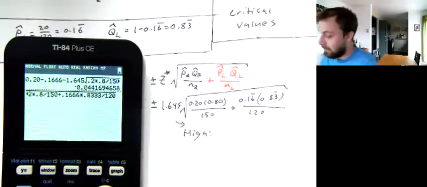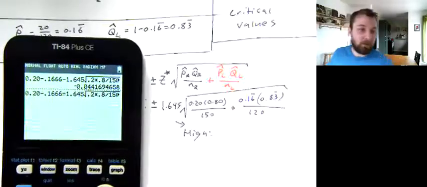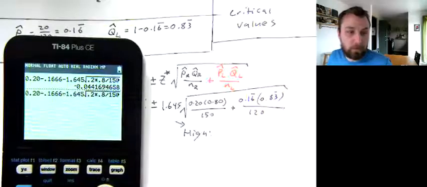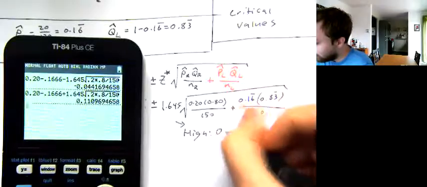I'm going to use that calculator trick where I hit second enter just to show you what that looks like. It pulls in the last thing I typed in, and I can just change this minus sign immediately before that 1.645 to a plus, and now I have the high value of the interval.